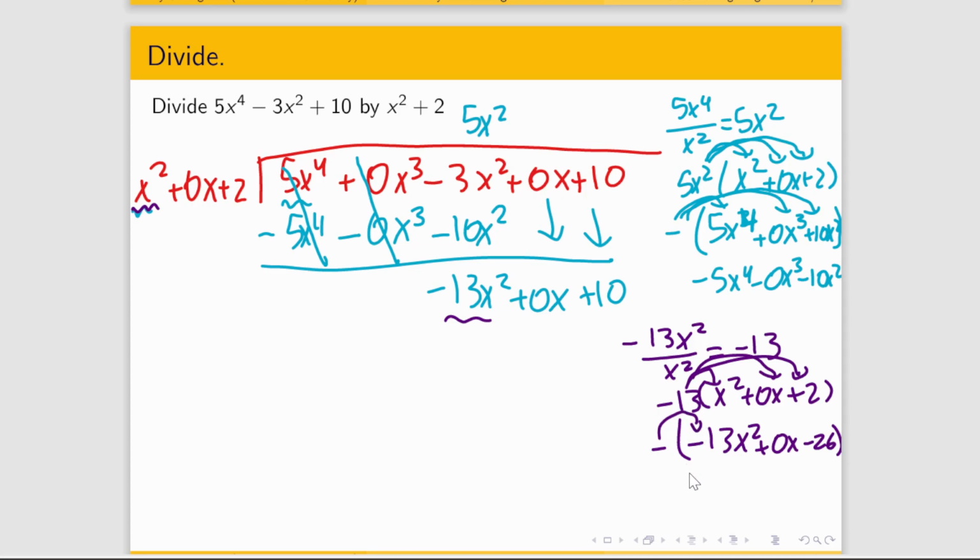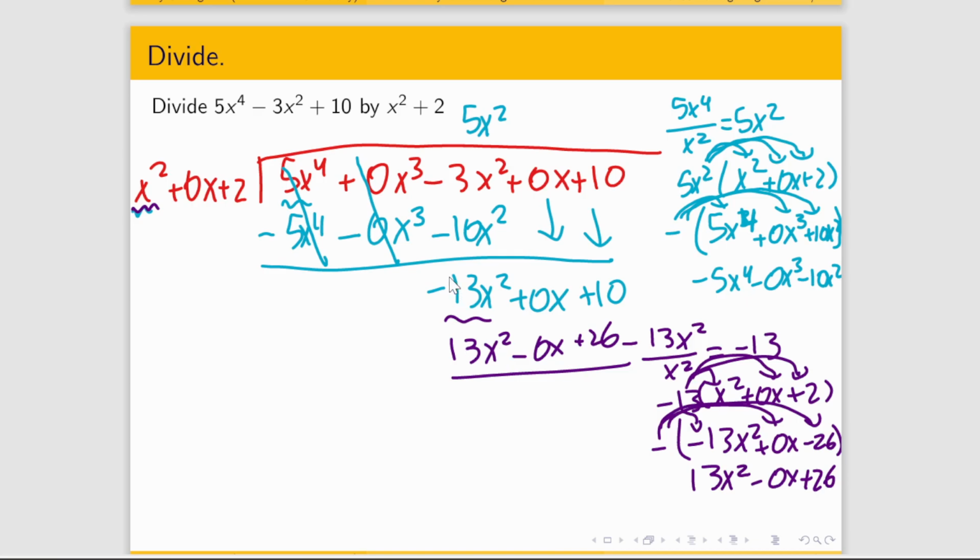So we're doing negative times a negative is a positive 13x squared. Negative times positive is minus 0x. Negative times a negative is plus 26. So we end up with positive 13x squared minus no x's plus 26. Negative 13x squared plus 13x squared cancels out to make 0. 0x plus 0x cancels out to make 0, and I'm left with 36. Should have also written this negative 13 up here.